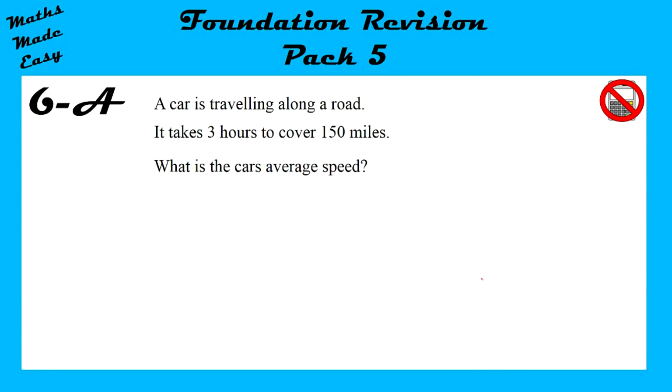6a. Car is travelling along the road. It takes 3 hours to cover 150 miles. What is the car's average speed? So for each hour it travels, it's going to cover 50 miles. That gives it a speed of 50 miles per hour. If you're doing this one with the calculation, you would do 150 miles, that's the distance, divided by the time, which is 3, to get your 50 miles per hour speed.